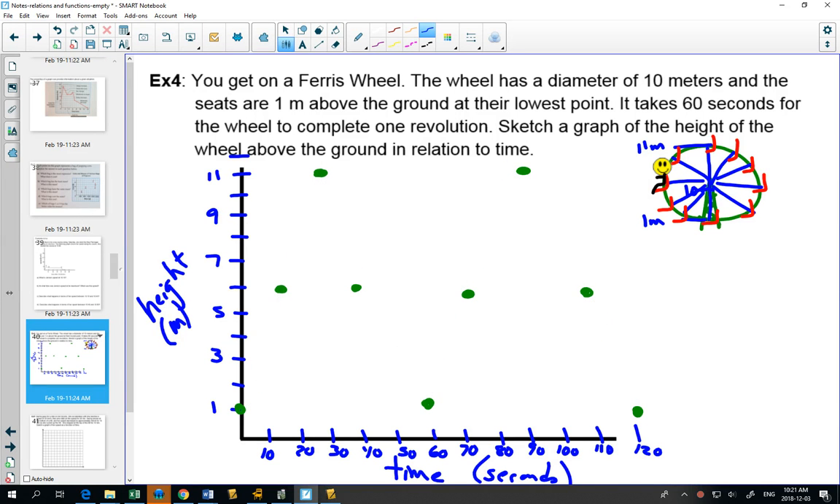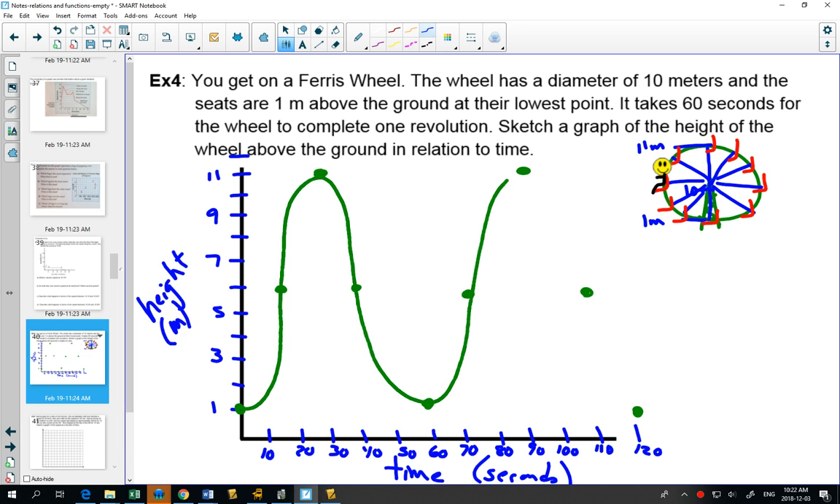But a Ferris wheel ends up being a little bit smoother. So the actual graph would go up, slowly flatten out, and kind of curve through these points as you go. Because here you're going up fast, but then as you get to the top, you're not going up as fast as you were.